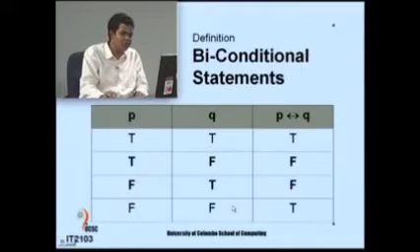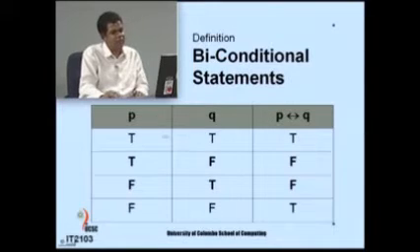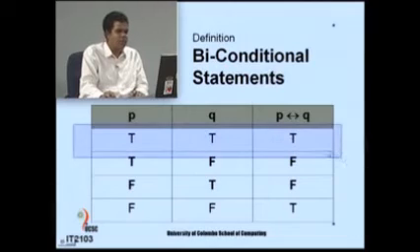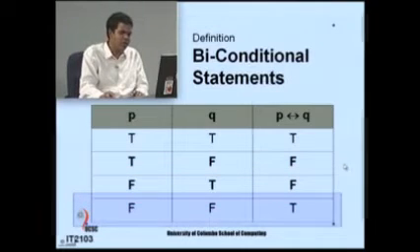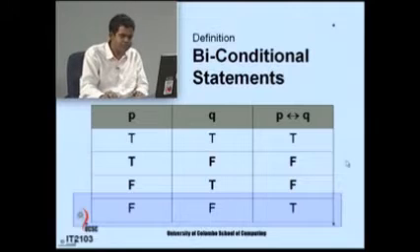Now, if you look at the truth table, P biconditional Q is true only when P and Q have exactly the same values. For example, it is true whenever P and Q are both true, it is false when they have different values, and it is again true when P and Q are both false.